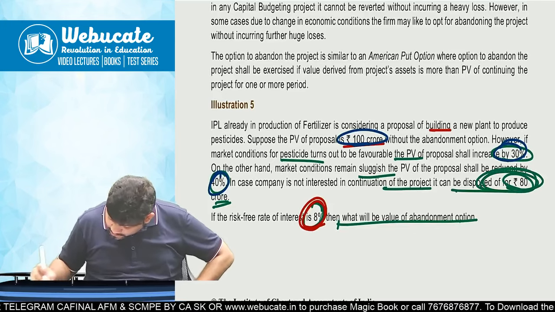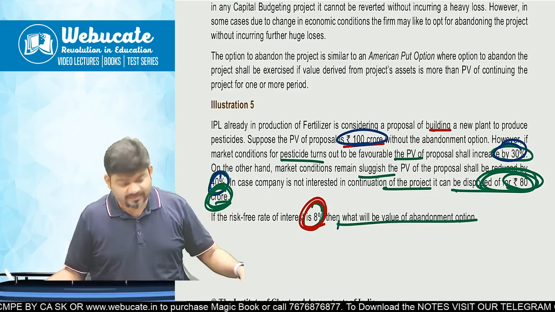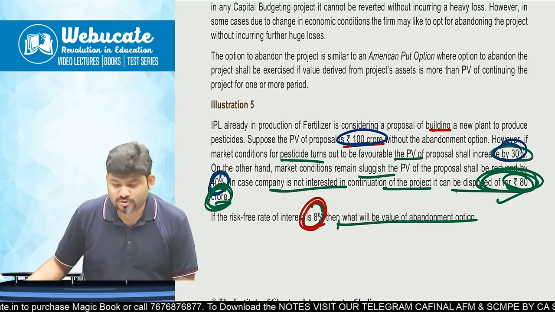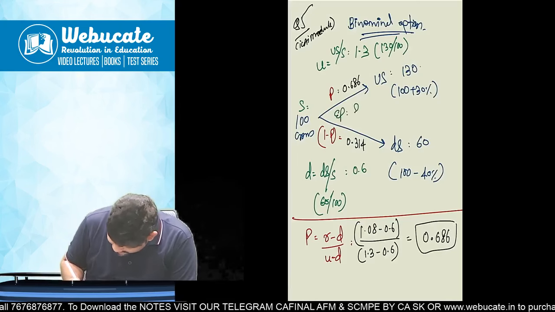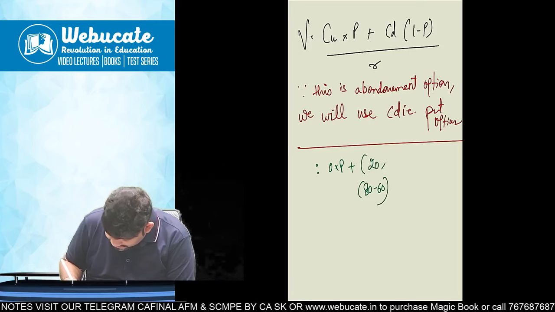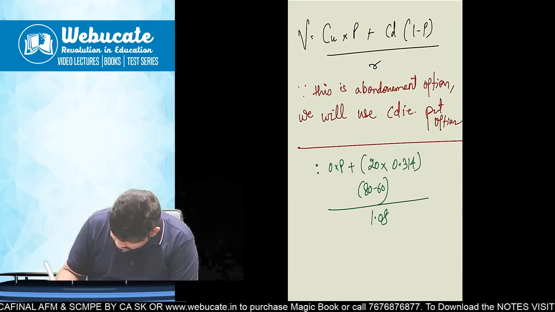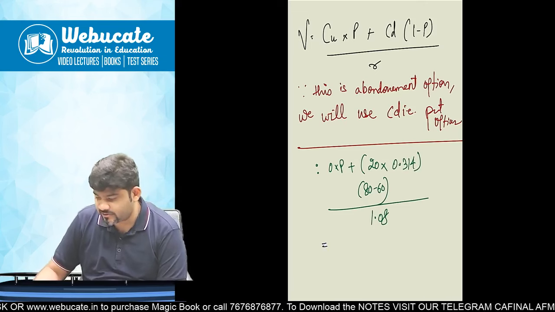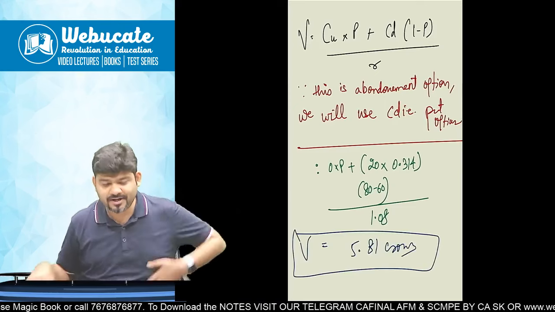Yeah, it can be disposed of at rupees 80 crores in case the company is not interested. See, what is given here? In case the company is not interested in continuation of the project, it can be disposed of for rupees 80 crores. So, we have a right to sell at rupees 80. So, the exercise price is 80. So, 80 minus 60 will be 20, into 0.314, upon 1.08. So, 20 into 0.314 divided by 1.08 will give you 5.81 crores. This is the value of the abandonment option.